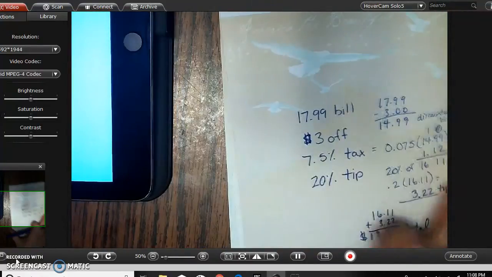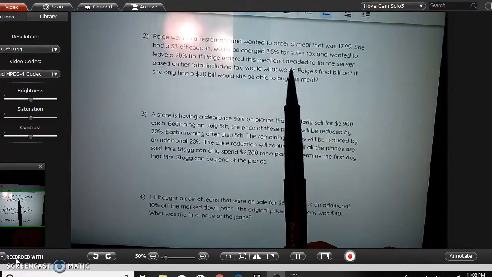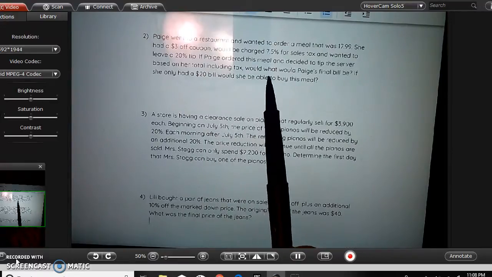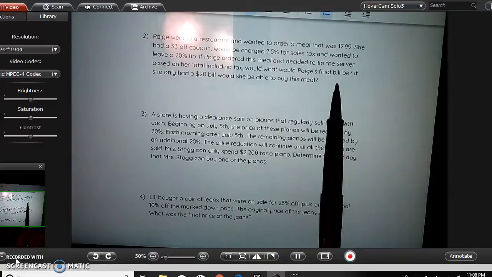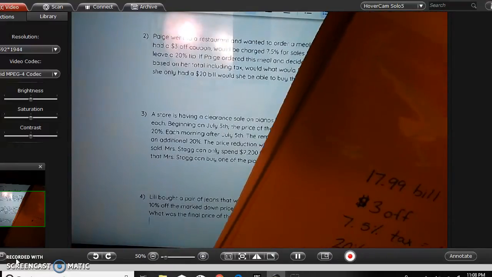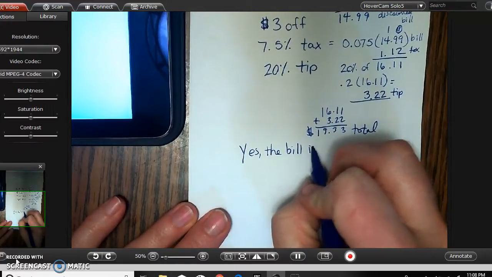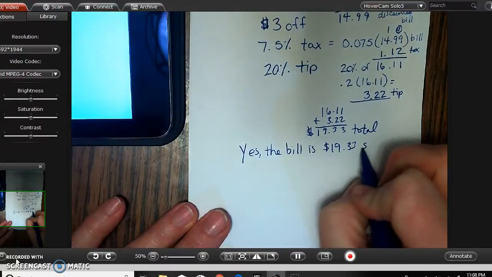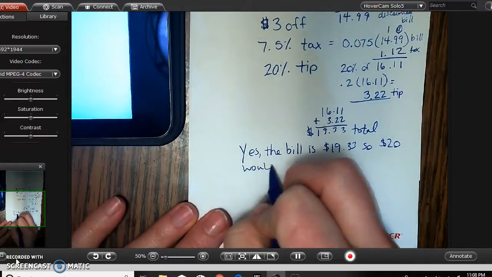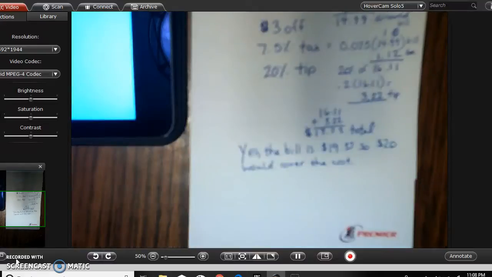Now you'll recall, and you can see on your paper, that it doesn't just say what's the answer. It says if Paige ordered this meal and decided to tip the server based on her total including tax, what would Paige's final bill be? So that's where we got our $19.33. If she only had a $20 bill, would she be able to afford this meal? Well, if it's $19.33, $20 is more than that. So we would say yes. The bill or total is $19.33. So $20 would cover the cost, or something along those lines.